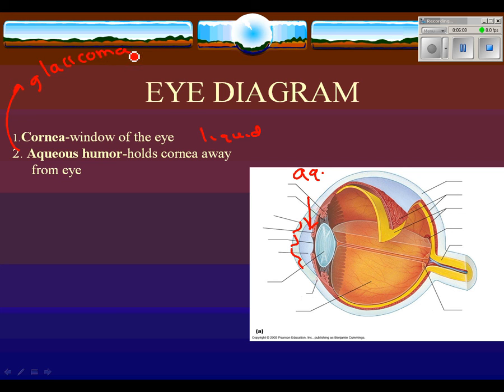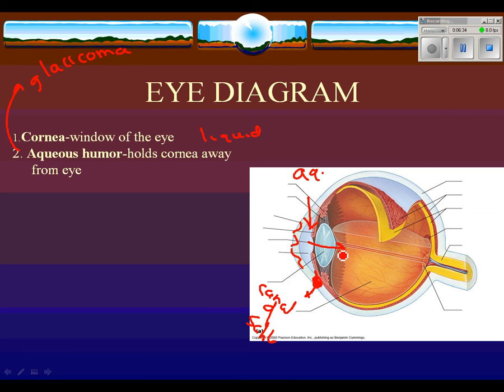Normally, the aqueous humor drains right here out of the canal of Schlemm. You don't need to know this part. And it drains onto my eye, and I wouldn't notice it because it's like tears. But in some people, the aqueous humor builds up. This canal gets blocked. The humor builds up and starts putting pressure back into the eyeball, which is bad.